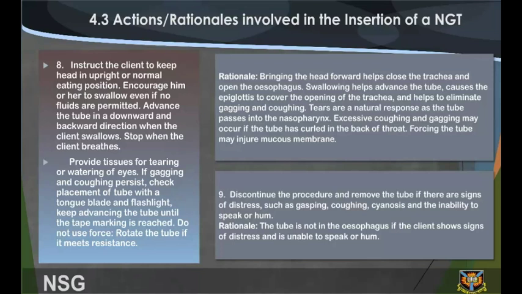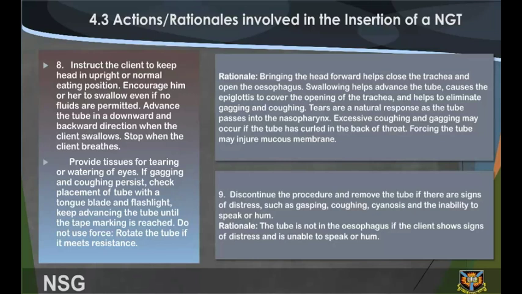Rationale: bringing the head forward helps close the trachea and open the esophagus. Swallowing helps advance the tube, causes the epiglottis to cover the opening of the trachea, and helps to eliminate gagging and coughing. Tears are a natural response as the tube passes into the nasopharynx. Excessive coughing and gagging may occur if the tube has curled in the back of throat. Forcing the tube may injure mucous membrane.